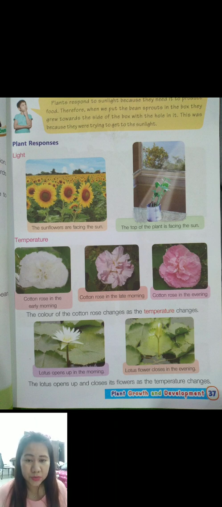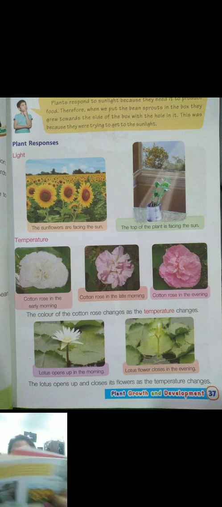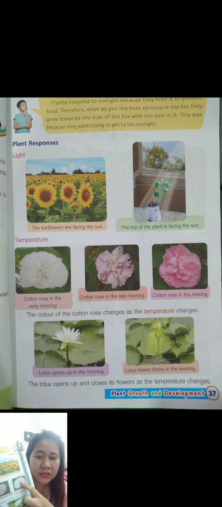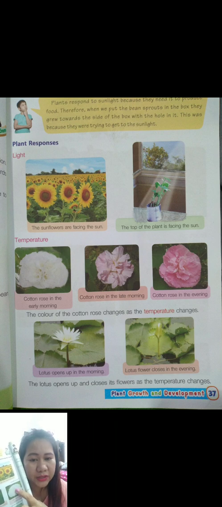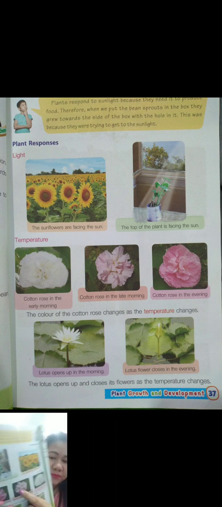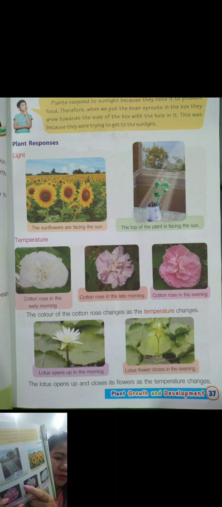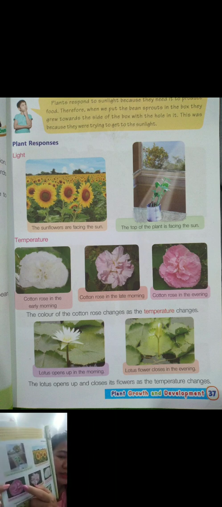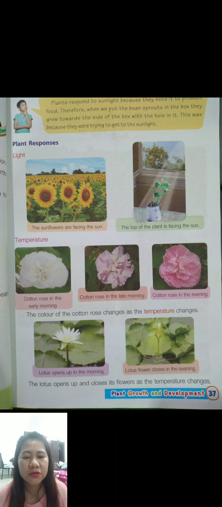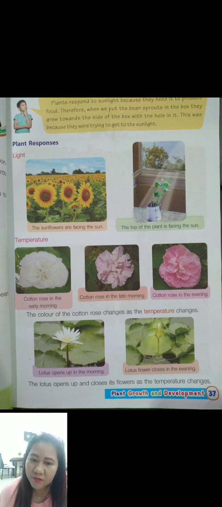And temperature. The plants also respond to temperature. For example, this cotton rose in the early morning. That's how it looks in the early morning, and then the cotton rose in the late morning, and then the cotton rose in the evening. You see? It changes color. The color of the cotton rose changes as the temperature changes. So that's how plants also respond to temperature.